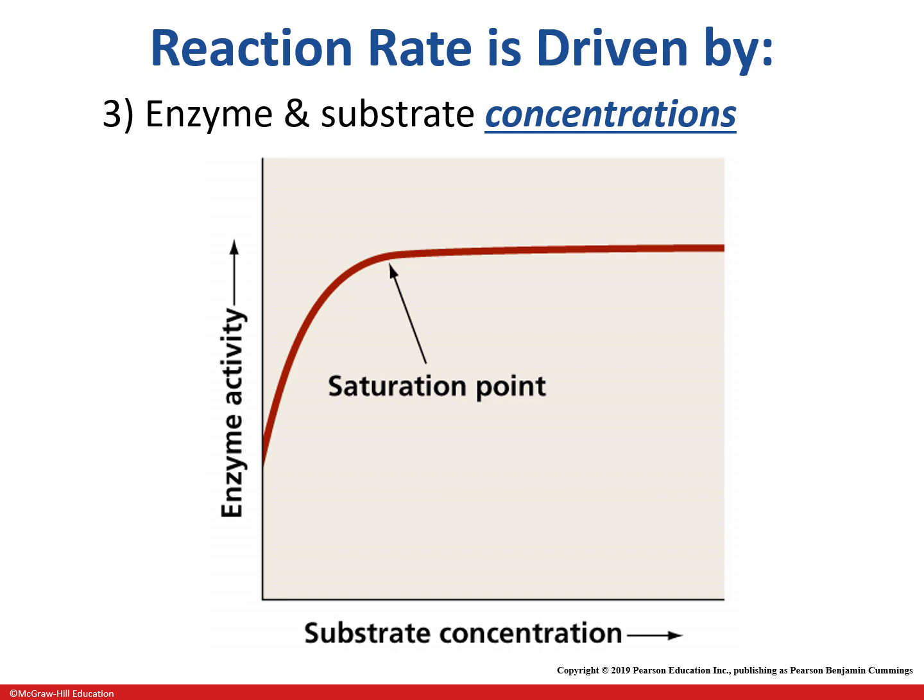Now reaction rates are also driven by how many partners are present, right? Enzymes and substrates need to be found in equal concentrations or the reactions will stop. Now at some point, if all the enzymes are saturated, meaning they're bound to a substrate, then that enzyme activity will sort of level off. If substrate concentrations run out, you'll also sort of hit this leveling off or saturation point where the reactions will stop.